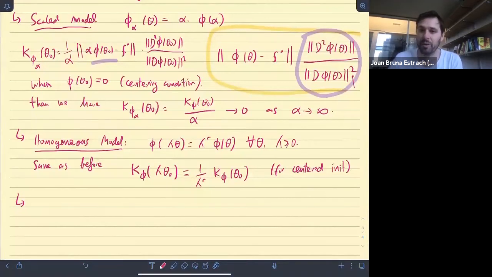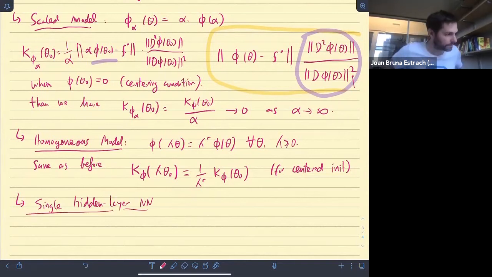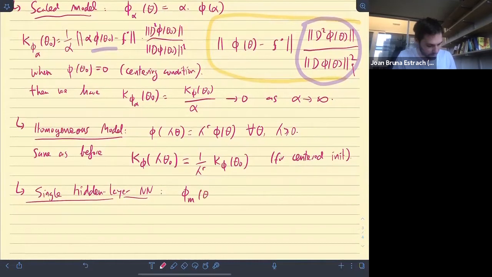And finally, the last example I want to illustrate, which is going to be very useful for us today, is the single hidden layer neural net. What is the single hidden layer neural network in this context? It defines a model that has m neurons. As you can see, it's a very simple neural network that I'm going to scale with some factor alpha of m times the sum from i equals 1 to m of some function g of theta i. Then I'm going to draw the theta i IID from some law.